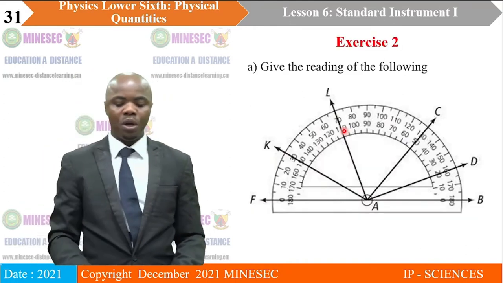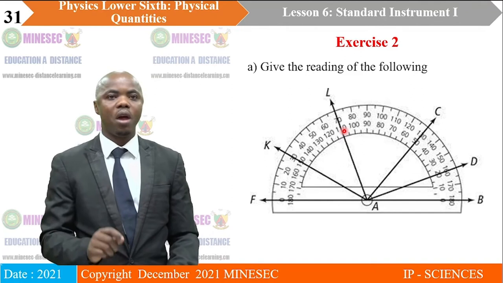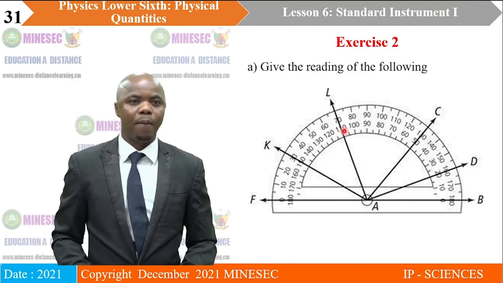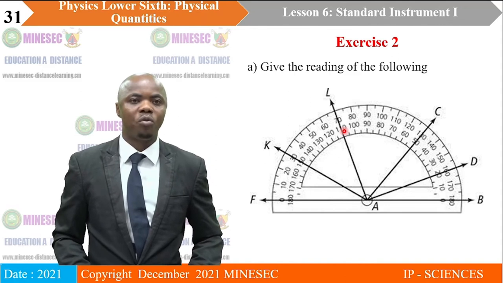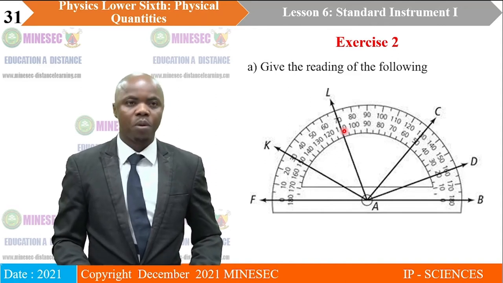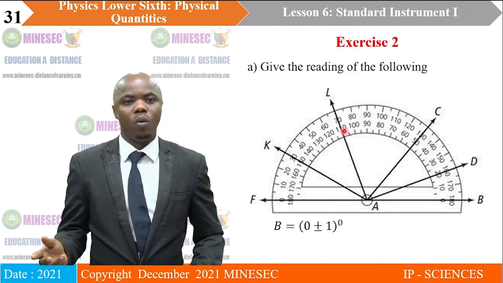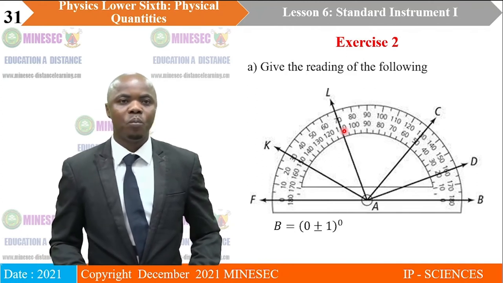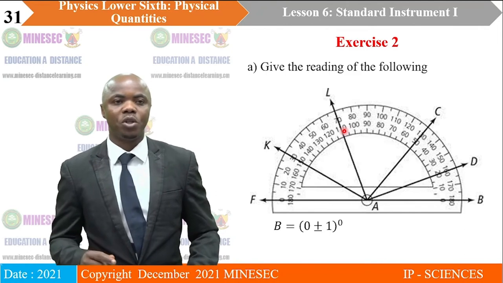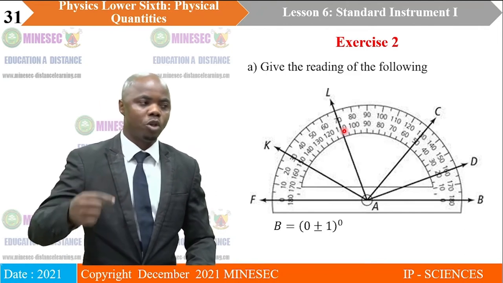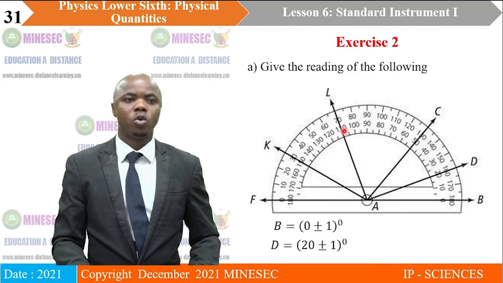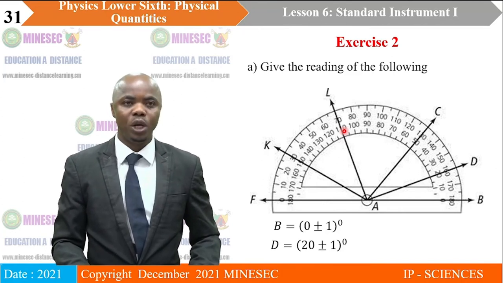Exercise number 2. Give the reading of the following. B, C, D, L, K, L. What are the readings of the following? B is 0. It falls on the 0 mark. So if my reading falls there, B should be 0. What is the precision? It's 1. So I add plus or minus 1 to the reading. What should be D? D should be 20.